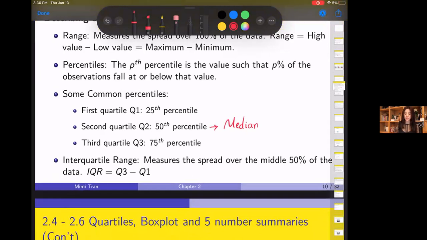Interquartile range is the measure of spread over the middle 50%. The formula, maybe I'll highlight in blue, is Q3 minus Q1. Make sure you remember this, okay? This interquartile range.